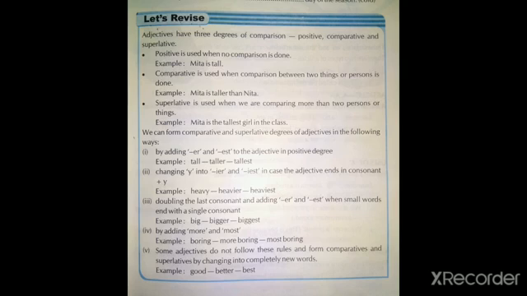Fourth way, by adding more and most. Example, boring, more boring, most boring. Fifth way, some adjectives do not follow these rules and form comparative and superlatives by changing into completely new words. Example, good, better, best.